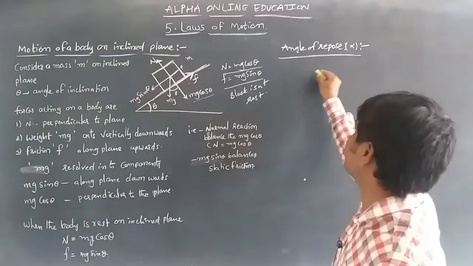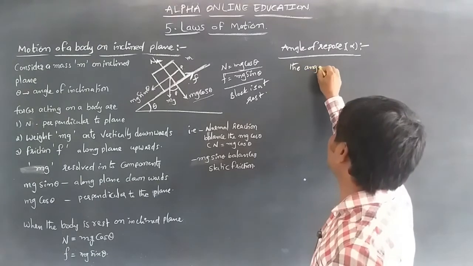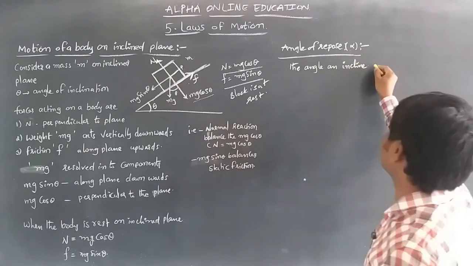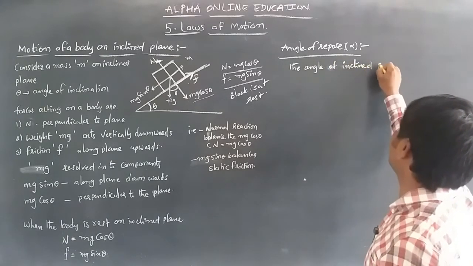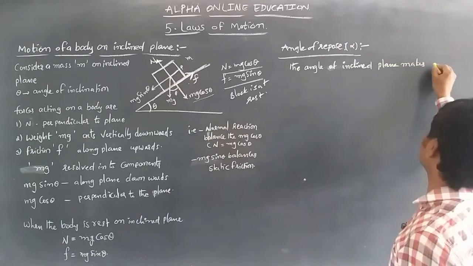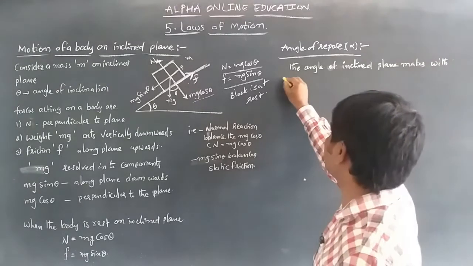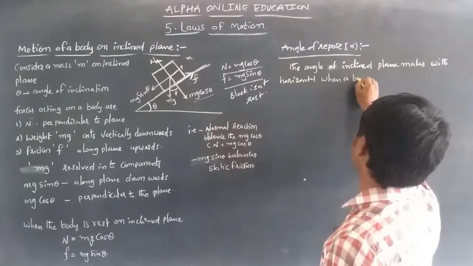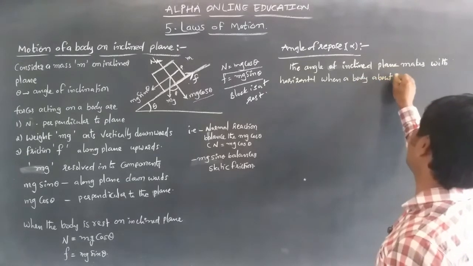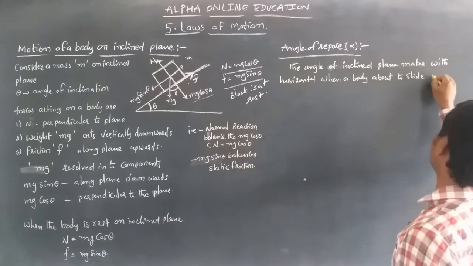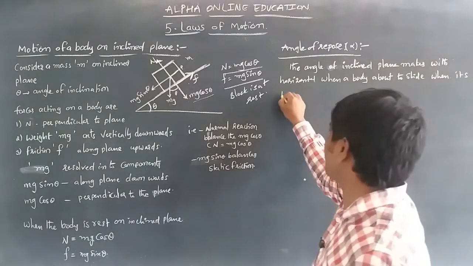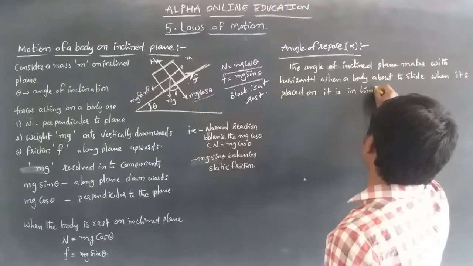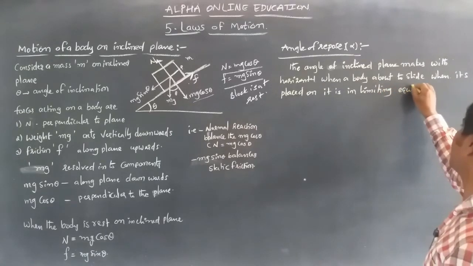So angle of repose means the angle an inclined plane makes with the horizontal when a body placed on it is about to slide, that is, when it is in limiting equilibrium.